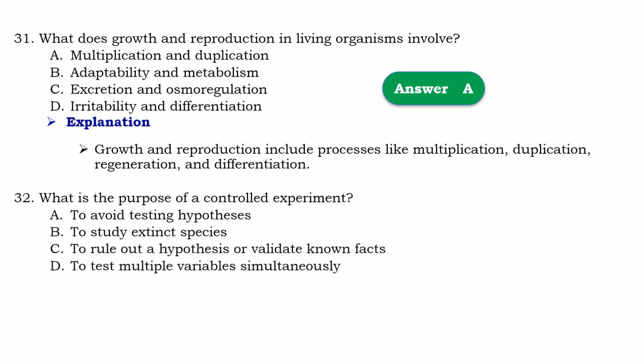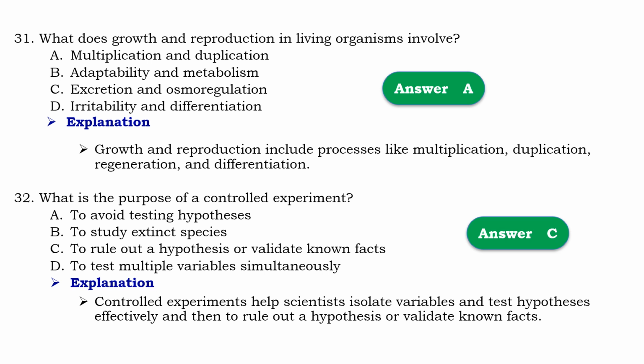Question number 32. What is the purpose of controlled experiment? Controlled experiment ጥቅሙ ምንድነው ይላል so that should be C. To roll out the hypothesis or validate known facts. Means that controlled experiment help scientists to isolate variables and test hypotheses effectively and then to roll out hypotheses or validate known facts.